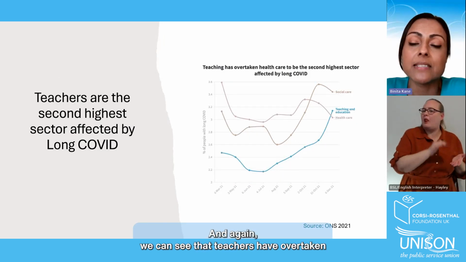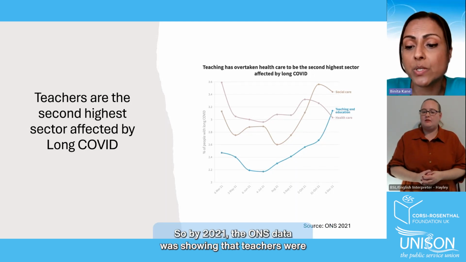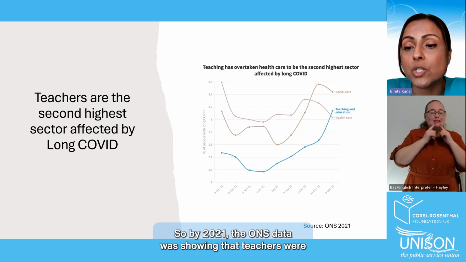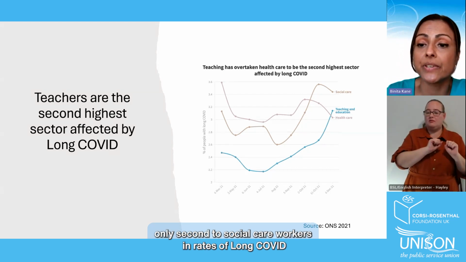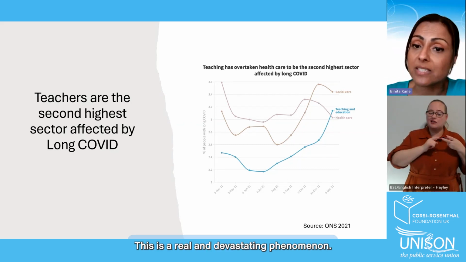And again, we can see that teachers have overtaken healthcare workers. So by 2021, the ONS data was showing that teachers were only second to social care workers in rates of long COVID. This is a real and devastating phenomenon.